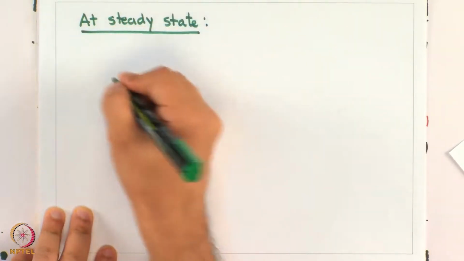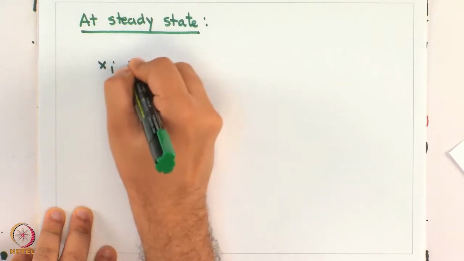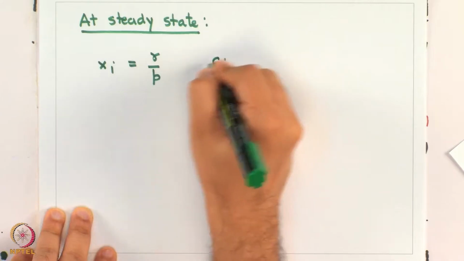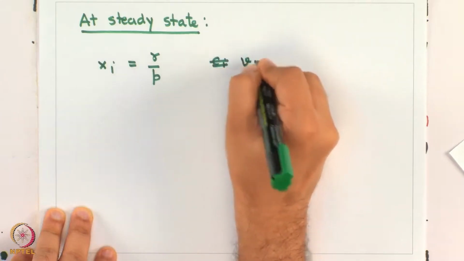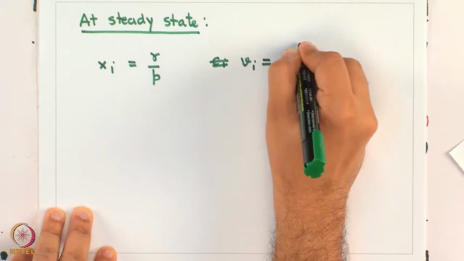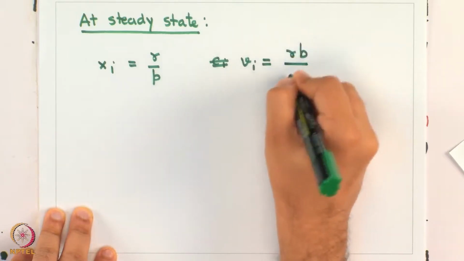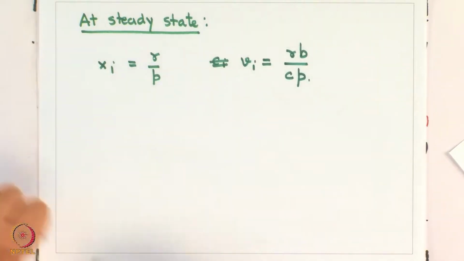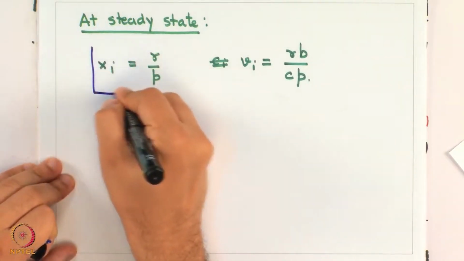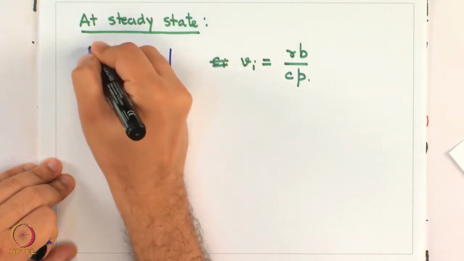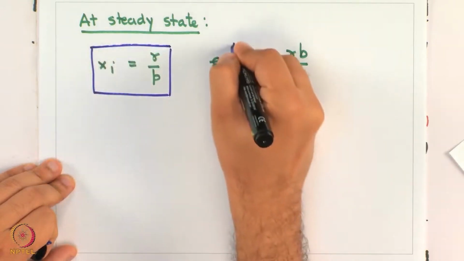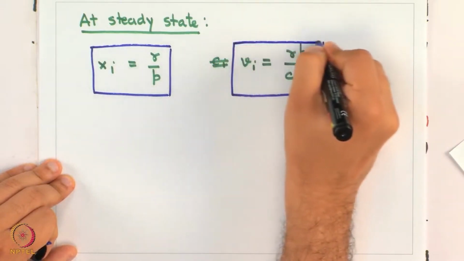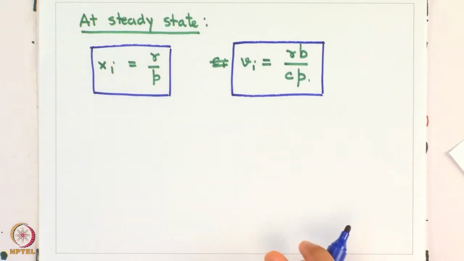we get the following condition, that Xi is equal to R by P, and Vi, the viral load, is given by R times P divided by C times P. So, these are my steady state loads associated with the immune response against the ith viral strain and the number of virus particles associated with strain i.